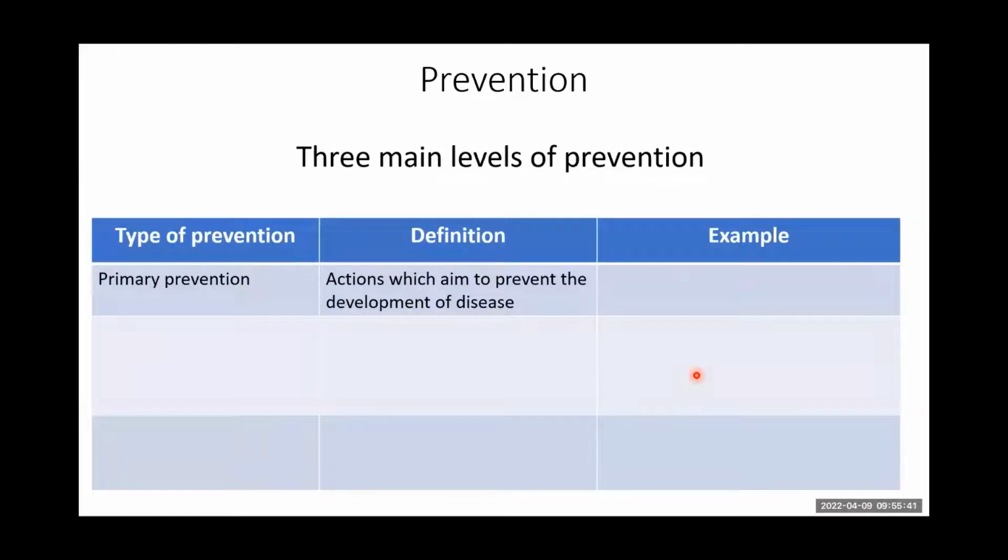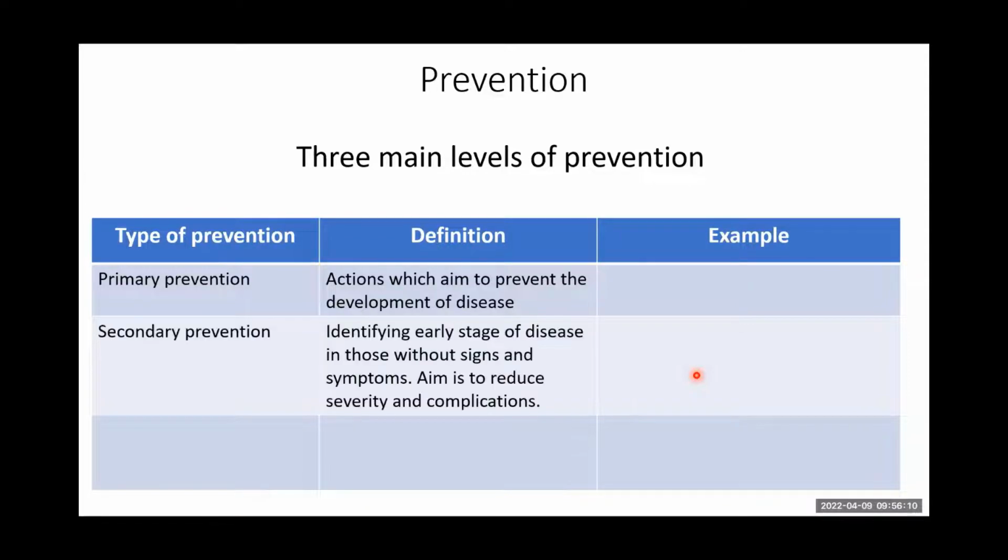I want to talk about the levels of prevention that we can engage in. Some of you may have heard this already. We have something called primary prevention. The idea of primary prevention is to take action to prevent the disease from occurring in the first place. So something we do to make sure that there's no disease development in society or in the individual.